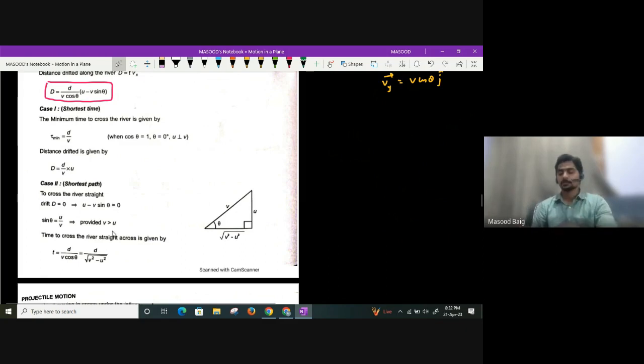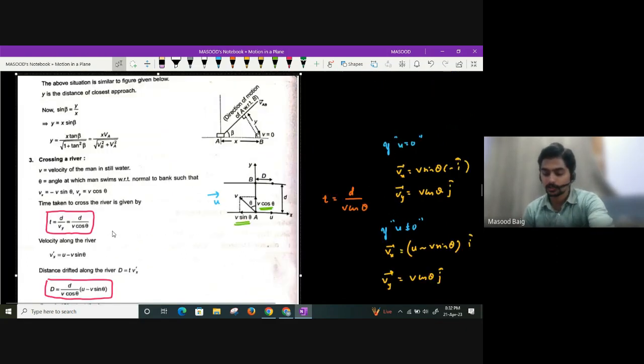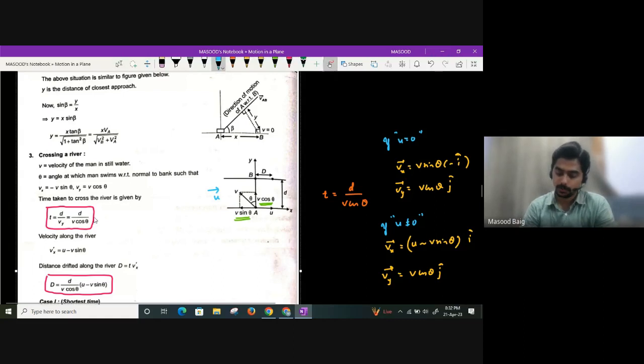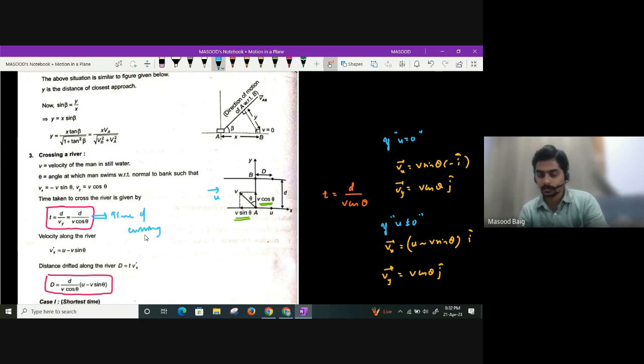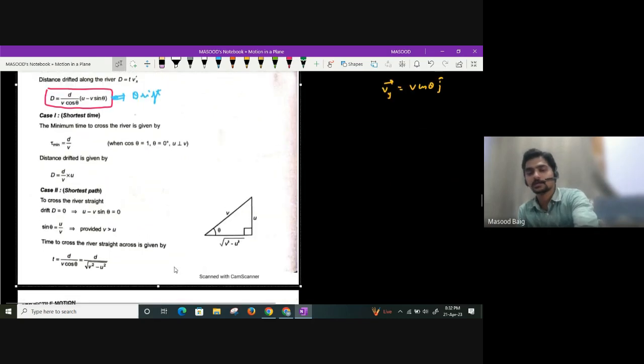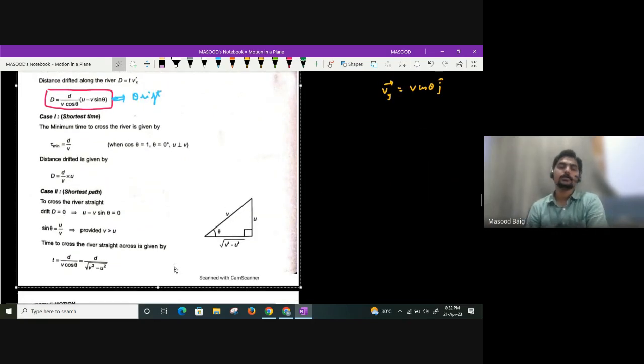In this, we have two cases again. This is also called drift, guys. What is T here? T is the time of crossing. And what is D here, beta? D happens to be drift. Drifting will be there if u and v sine theta are not cancelling out each other. If they both are equal, then there will not be any kind of drifting. So we got to know the time of crossing is d by v cos theta, and the drift attained will be d by v cos theta into u minus v sine theta.